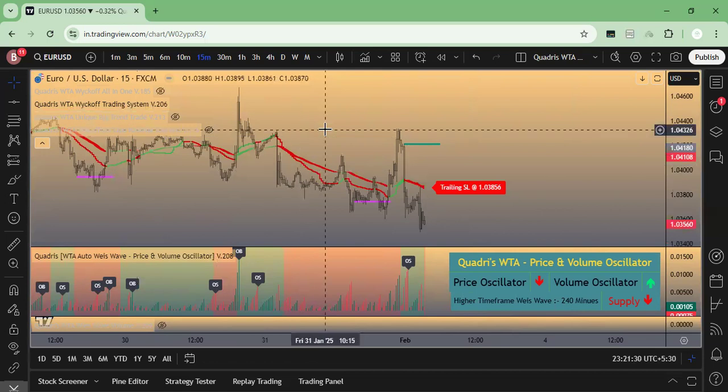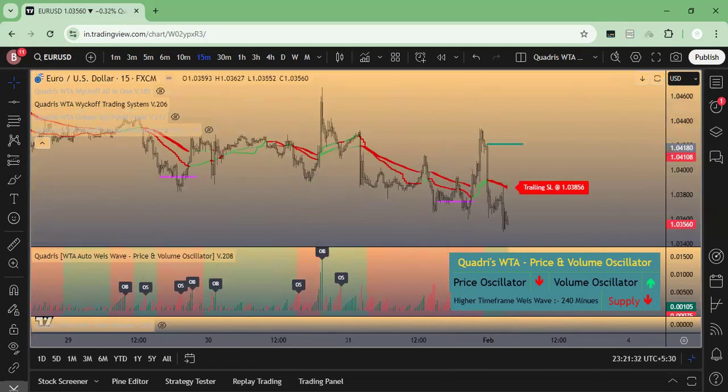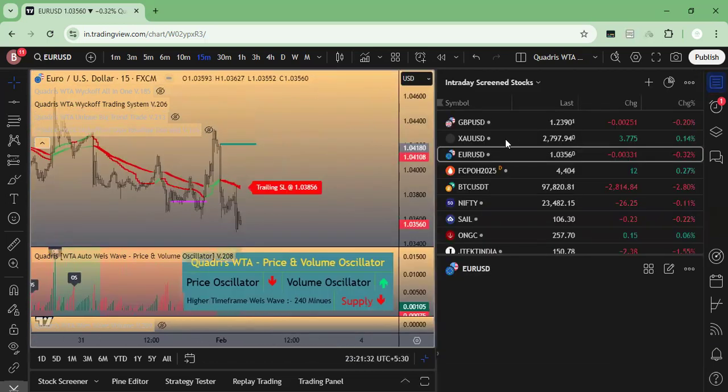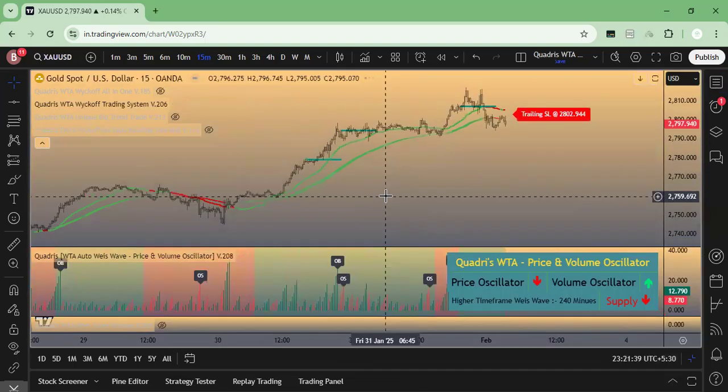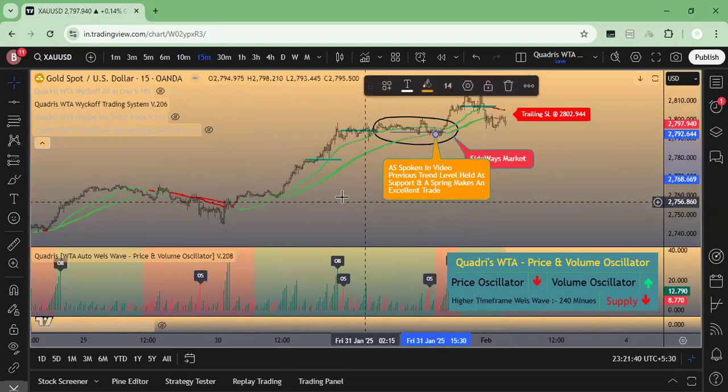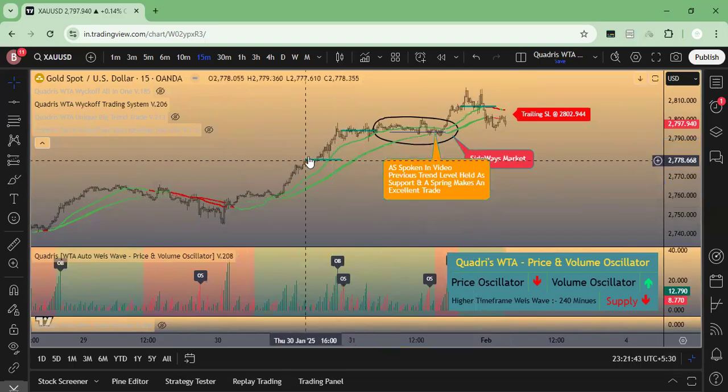So this is how you have to trade, or when you should trade. I think you look into XAUUSD, like here XAUUSD. You got an opportunity at this particular point, a pullback.